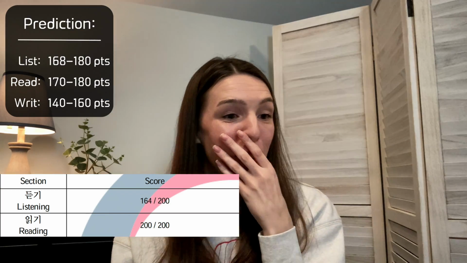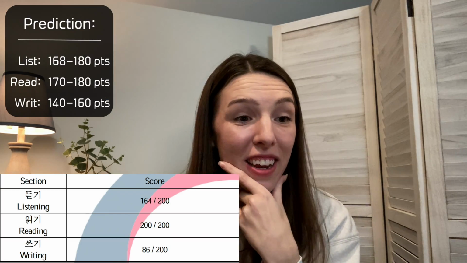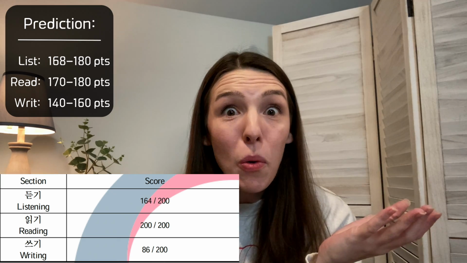somehow even more shocking to me than the perfect reading score. My writing score is an 86 out of 200. What? Why is it so low? I'm actually wondering, did I not submit it correctly? Because for the first time ever, I finished all the essays and answered all the parts of the question.